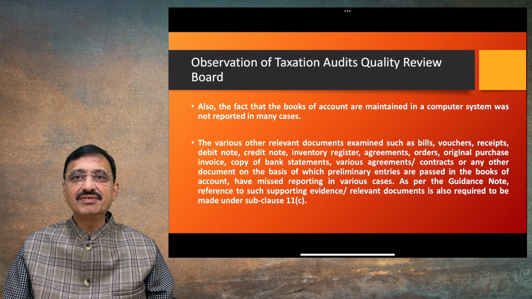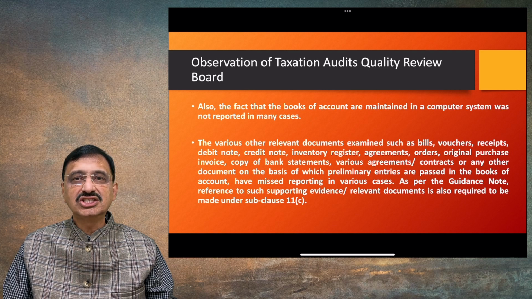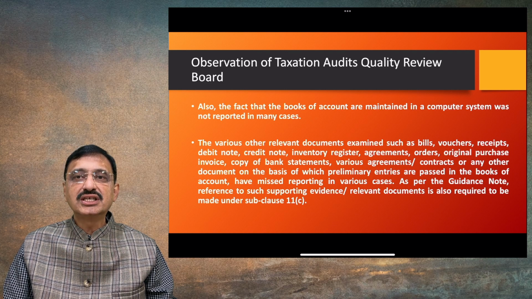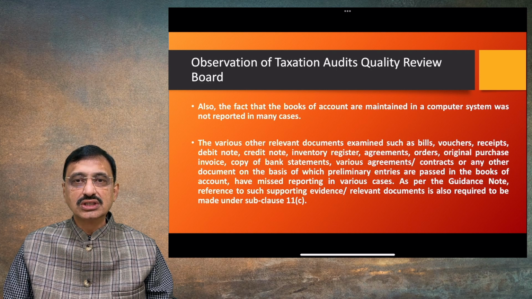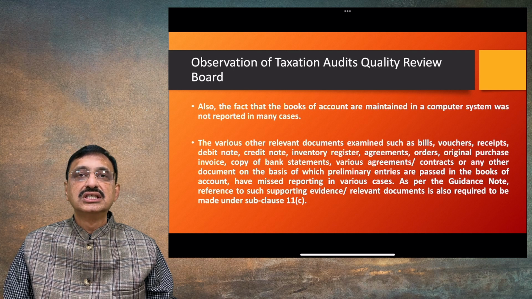The various other relevant documents examined, such as bills, vouchers, receipts, debit notes, credit notes, inventory registers, agreements, orders, original purchase invoice, copy of bank statement, various agreements or contracts, or any other document on the basis of which preliminary entries are passed in the books of account, have missed reporting in various cases. As the guidance note refers, such supporting evidence or relevant documents is also required to be mentioned under sub-clause 11C.